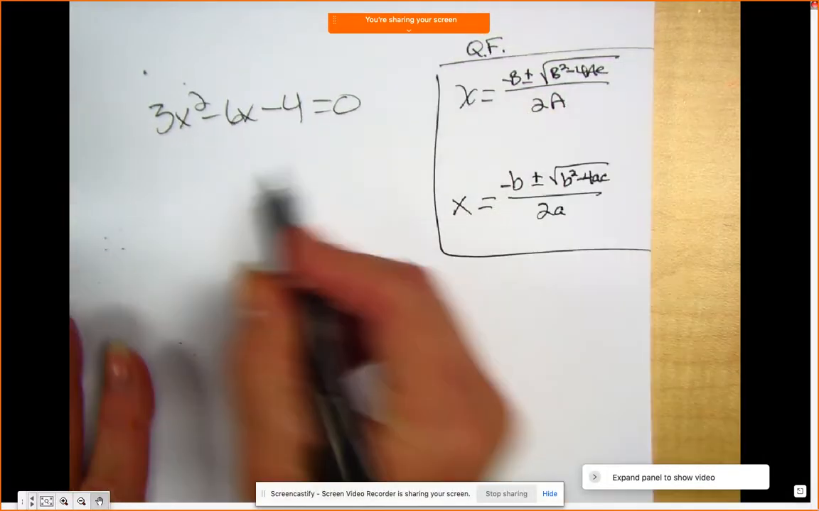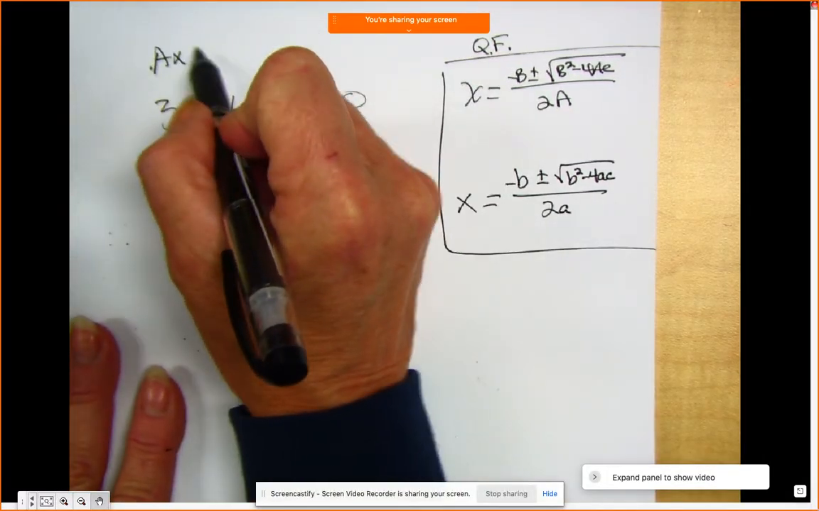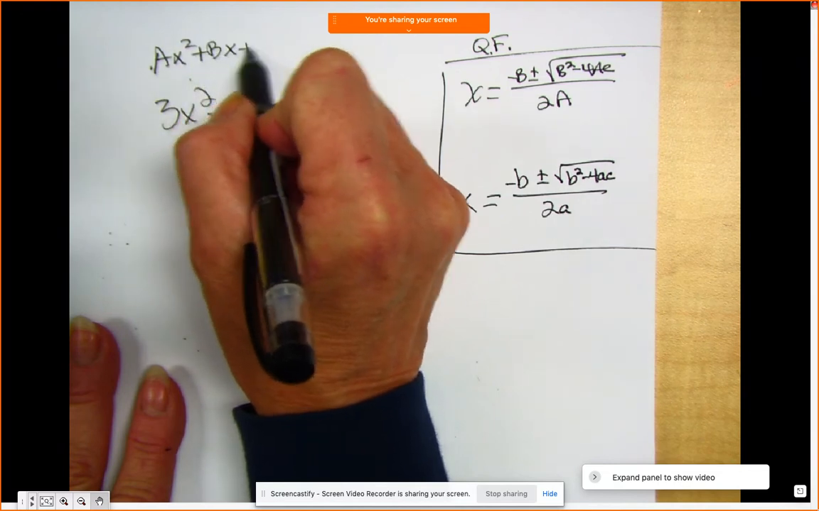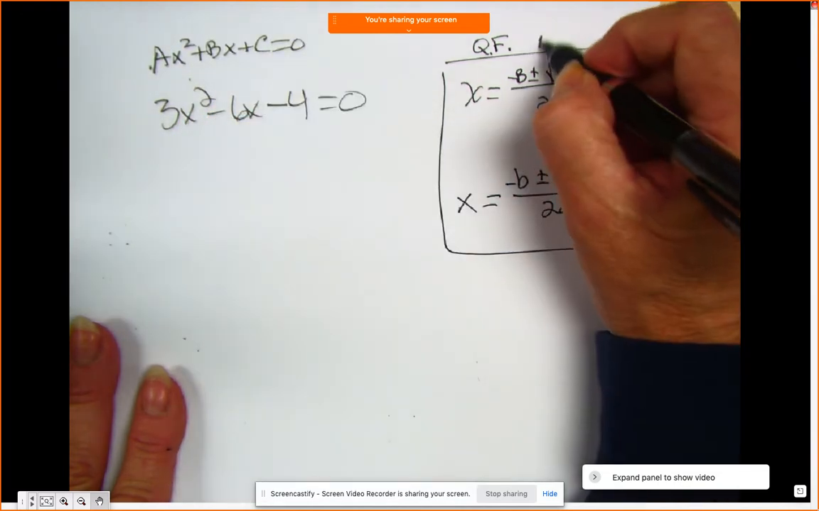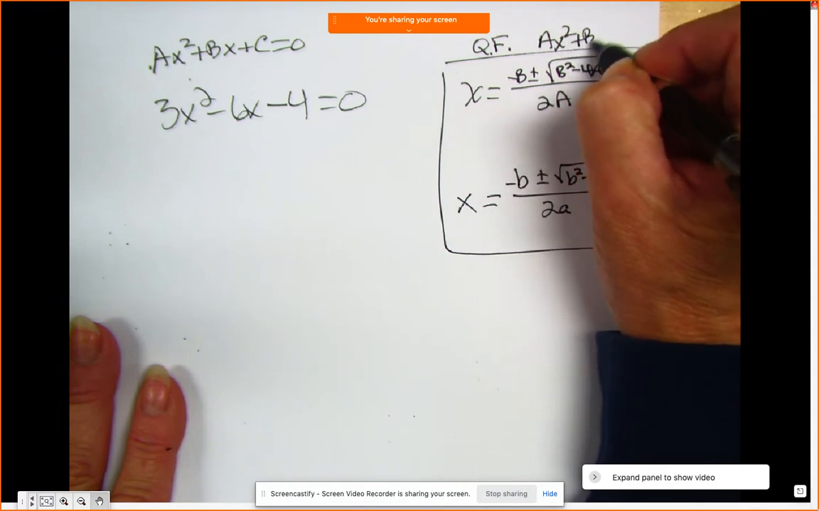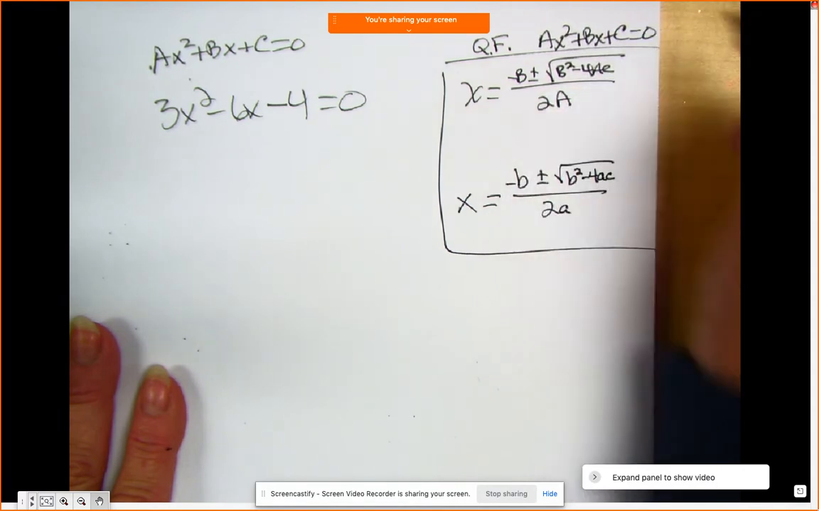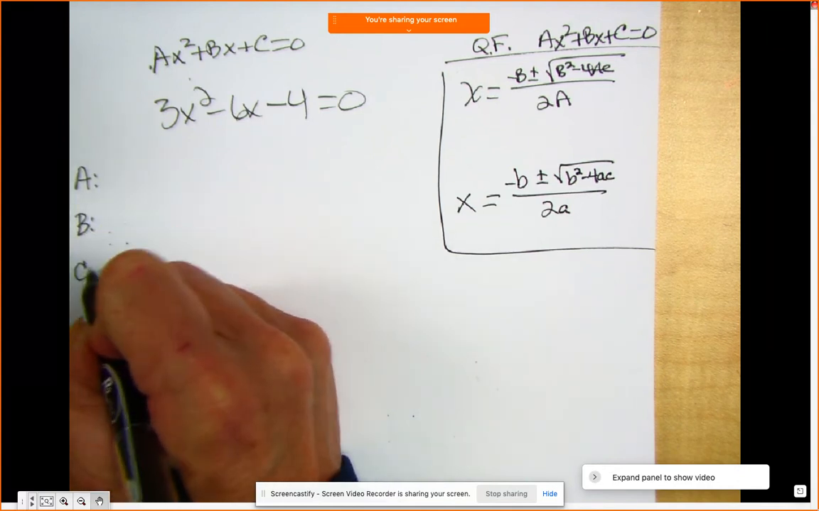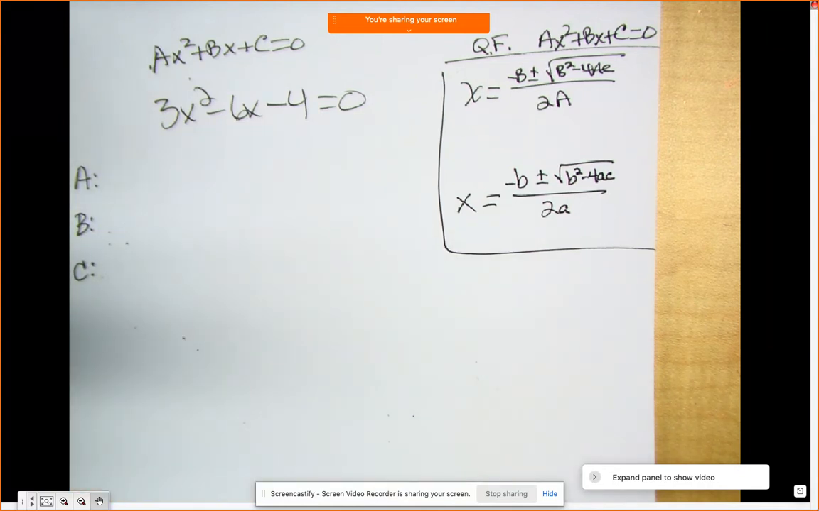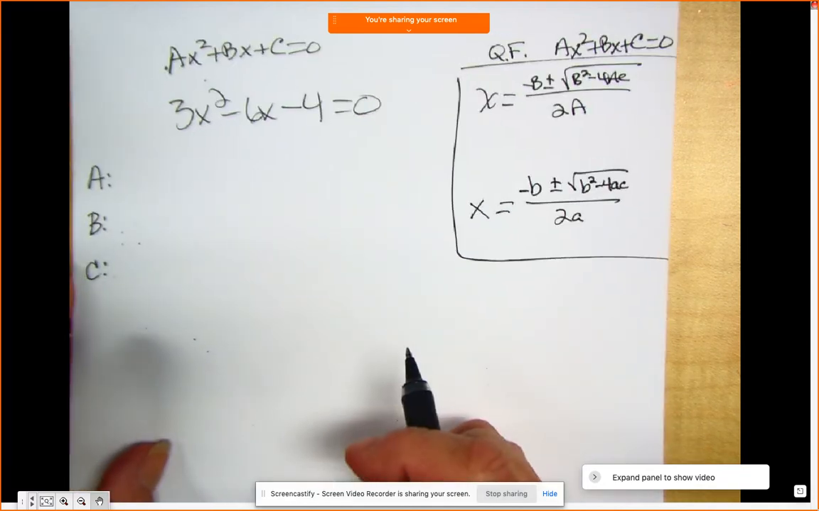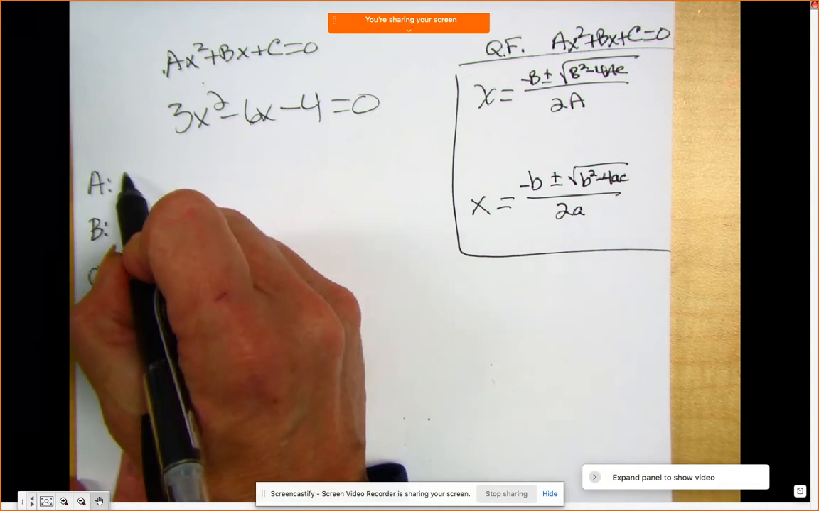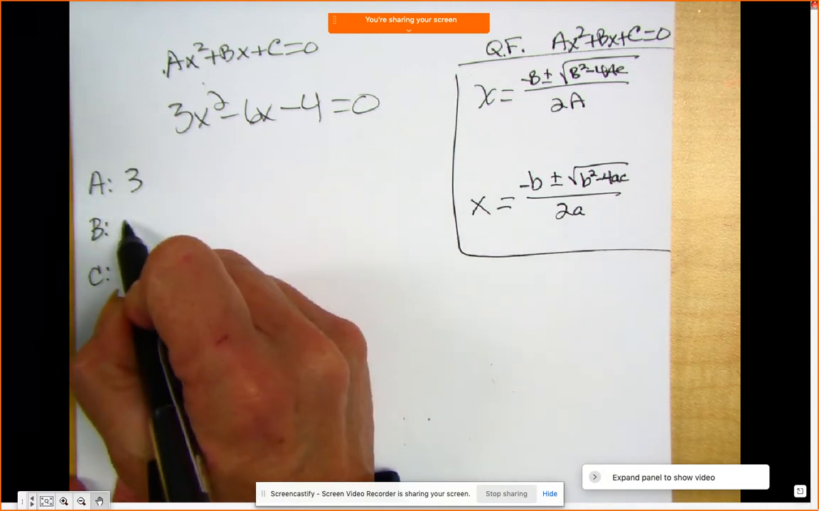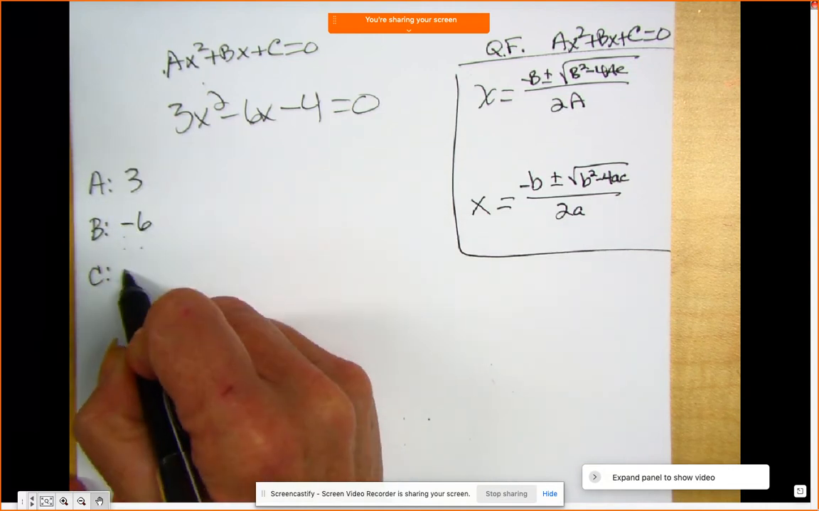Okay, so first step, remember these are in ax squared plus bx plus c equals 0. In fact, I should write that here. Ax squared plus bx plus c equals 0. Okay, I need to identify my a, my b, and my c. And today in the quiz practice, you're going to have to identify a, b, and c. And then I might ask, what's b squared? So some of the questions go quickly. The a is 3, the b is -6, the c is -4.